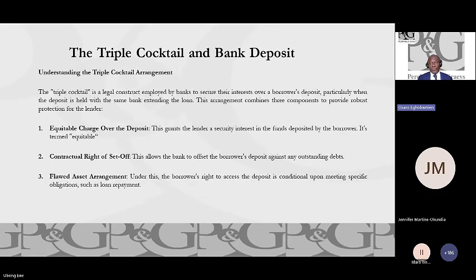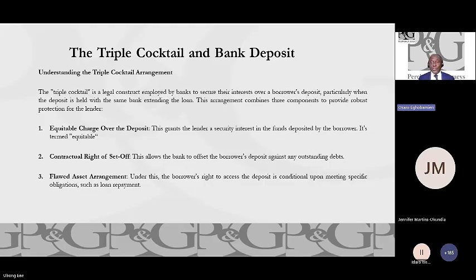The triple cocktail requires you to first create a charge over the deposits. Two, create a contractual right of set-off. So what does that mean? It means that you simply let the customer know that you will set off its indebtedness with the credits in its account. It's a contractual thing, but it's not a charge. And the reason why set-off is not sufficient is that if the borrower were to go insolvent, you would have somebody else take priority.